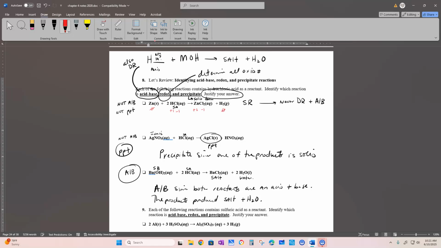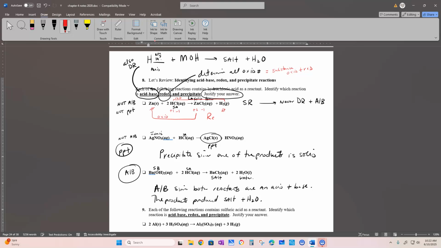Diatomic hydrogen. So if this is redox, that means you have to have a substance, a species, a chemical that was oxidized and reduced. Okay? Zinc went from 0 to +2. All right, he was oxidized. Hydrogen went from 1 to 0. Okay, that guy already had one missing, so he gained, so he was reduced. And chlorine didn't do anything. That's okay. We just have to have at least one of each.